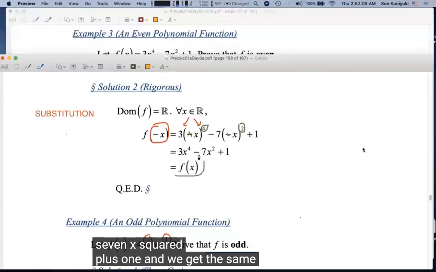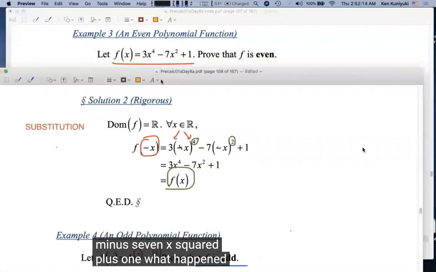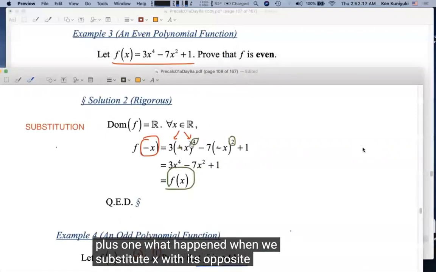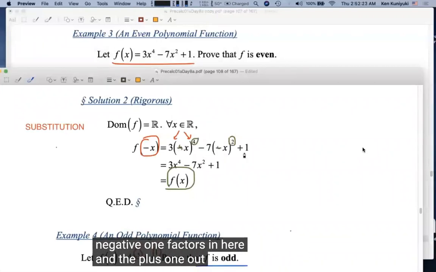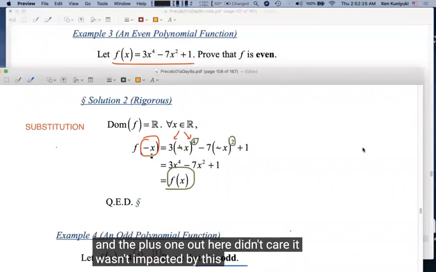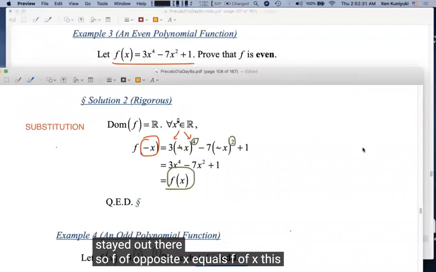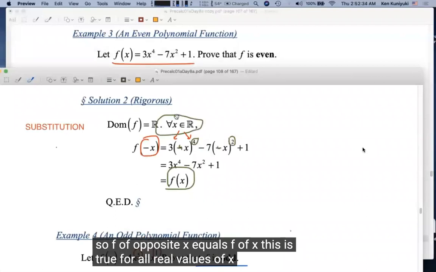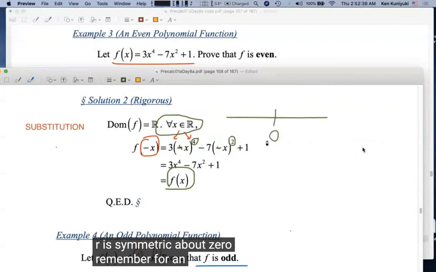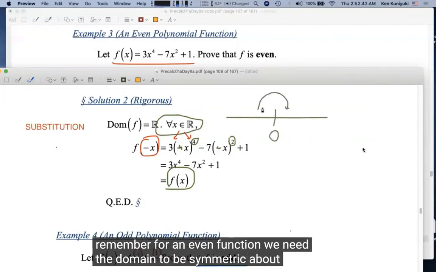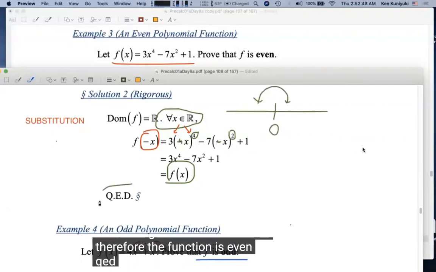And we get the same rule as before. 3x to the 4th minus 7x squared plus 1. What happened? When we substitute x with its opposite, the even exponent just killed these -1 factors in here, and the +1 out here didn't care. It wasn't impacted by this at all. So f of opposite x equals f of x. This is true for all real values of x, which was the domain of the function, and R is symmetric about 0. Remember, for an even function, we need the domain to be symmetric about 0. The same goes for odd functions. Therefore, the function is even. QED, end of proof.